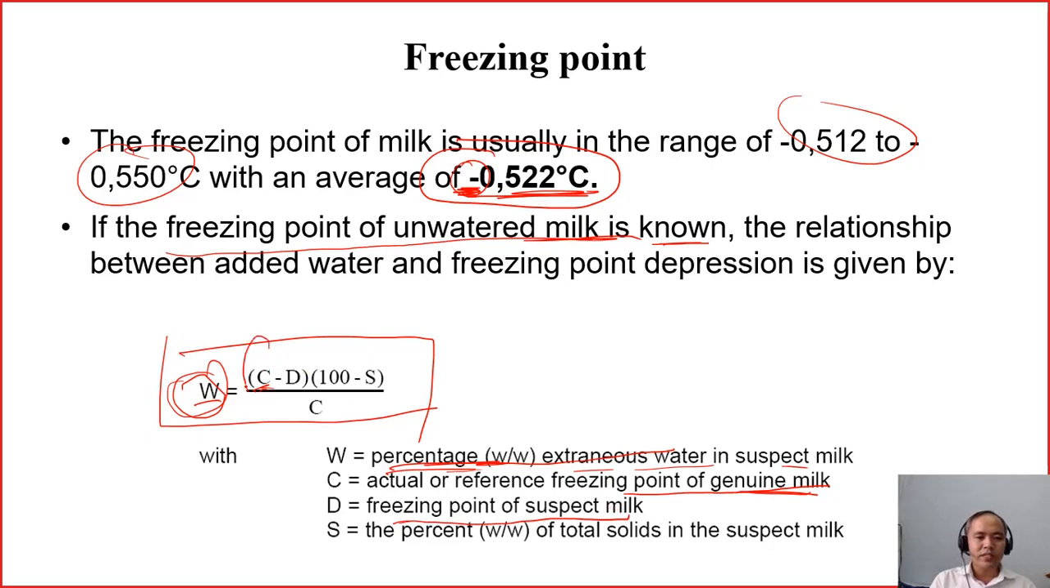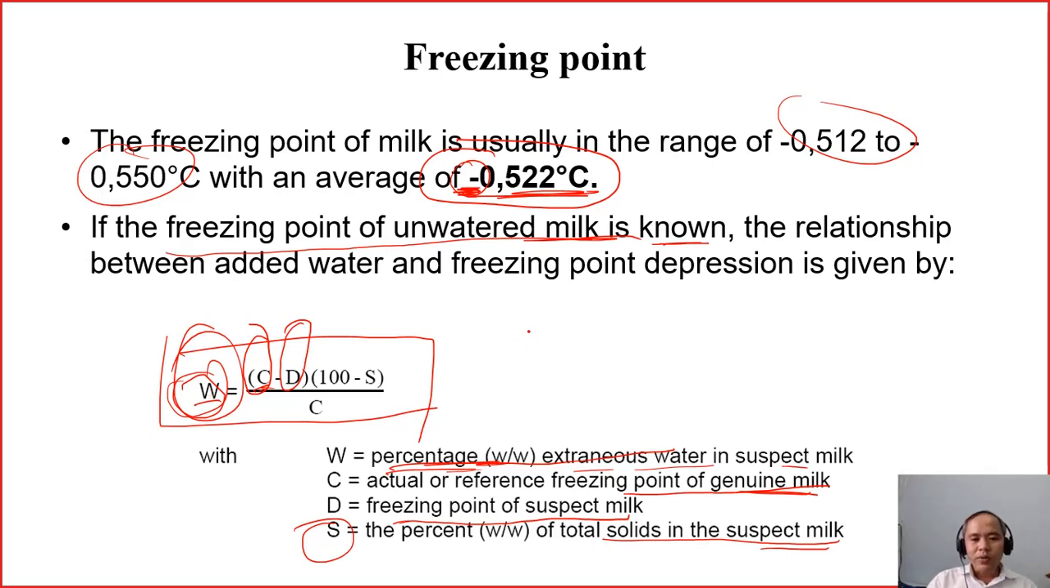You measure the freezing point of normal milk. You measure the freezing point of the suspect milk, the milk that you guess has been added with water. And then S is the percent of total solids in the suspect milk. You measure the dry matter content of the suspect milk and so on. Then you can calculate how many percent water has been added. So there are now already 2 ways that we can measure, or actually 3. We can measure the density, we measure the dry matter, we measure the freezing point. All these 3 methods we can measure and we can determine if milk has been added with water.